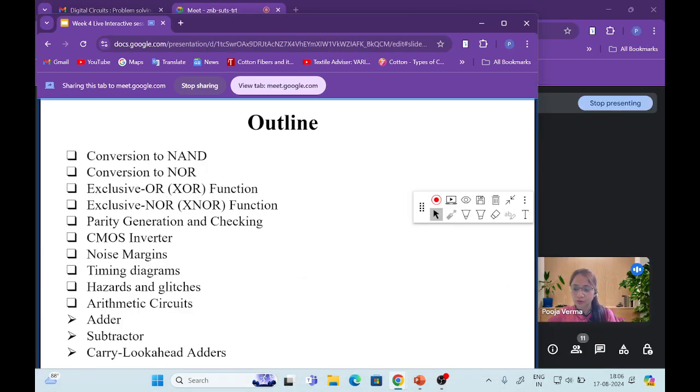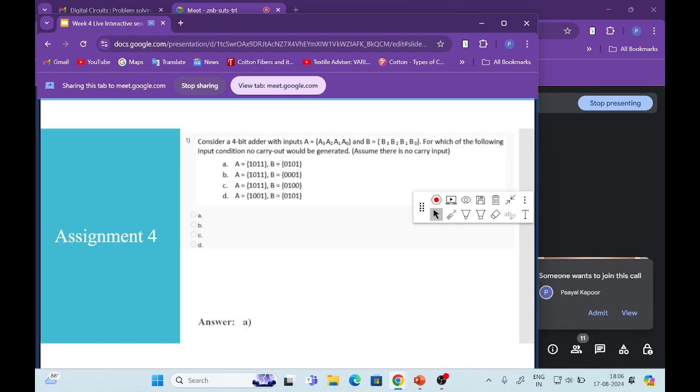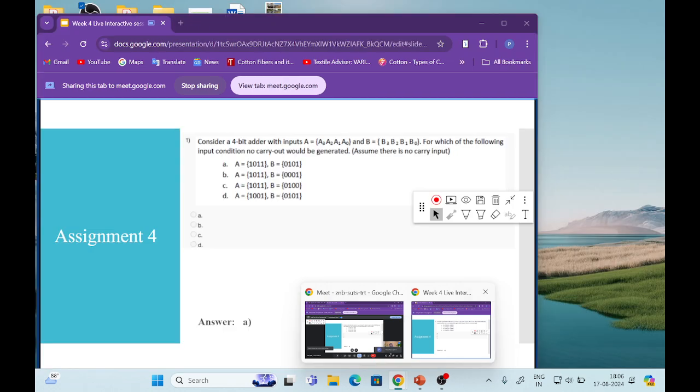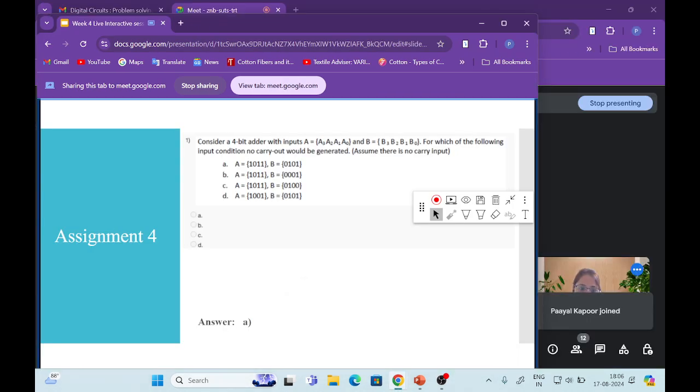Okay, so let's move to some problems which are very similar to your assignment questions. It may be helpful to you in solving your assignment problems.